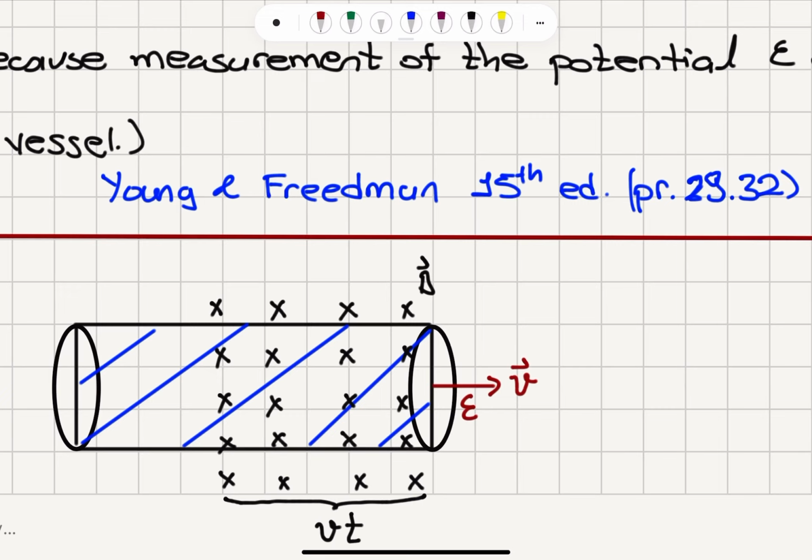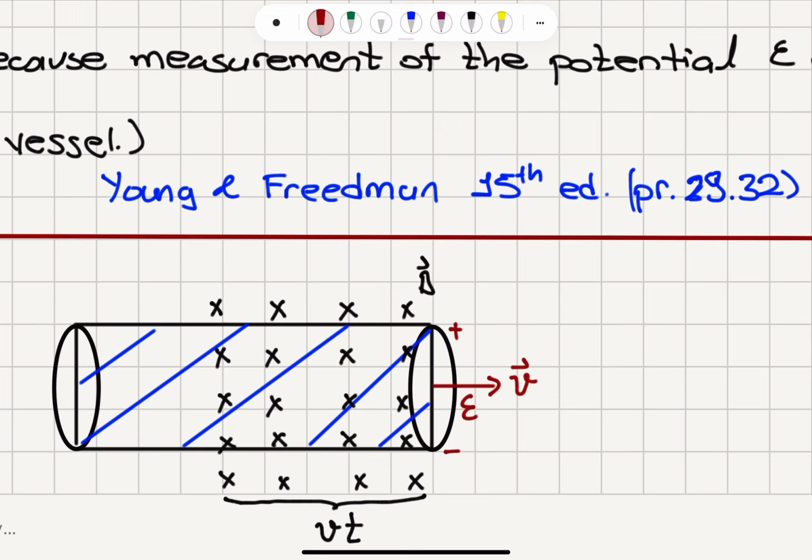Now you can see that the positive charges will feel the Lorentz force. So what is the Lorentz force? QV cross B. V cross B, if I have the four fingers of my right hand pointing in the direction of the velocity and curl them towards the magnetic field, the thumb points upward. So that implies that positive charges will start accumulating on this side and negative charges will start accumulating on this side.